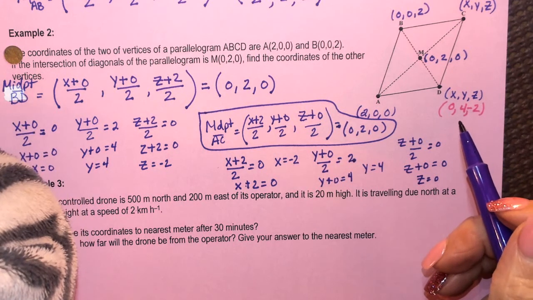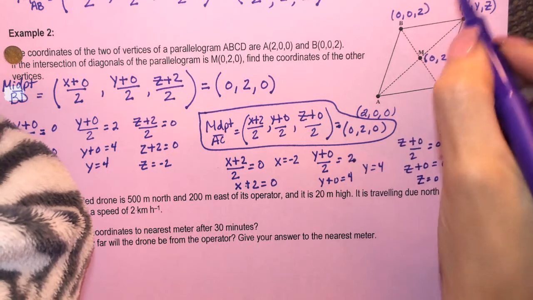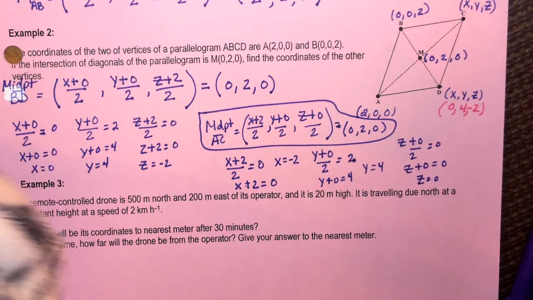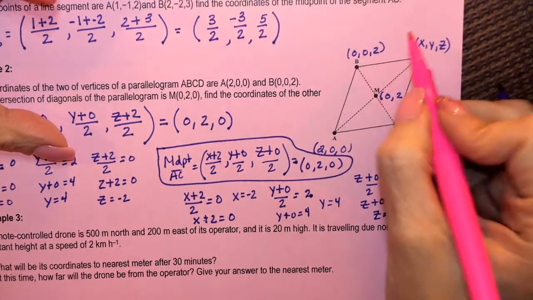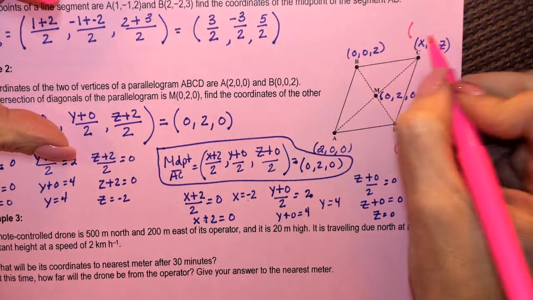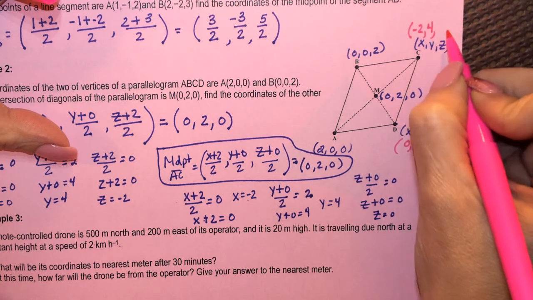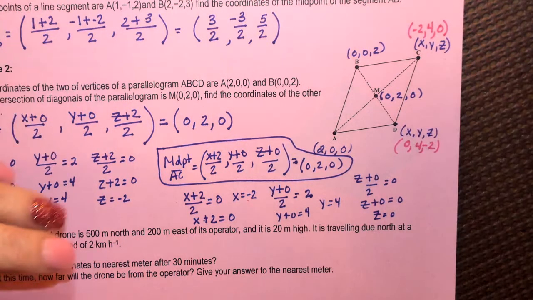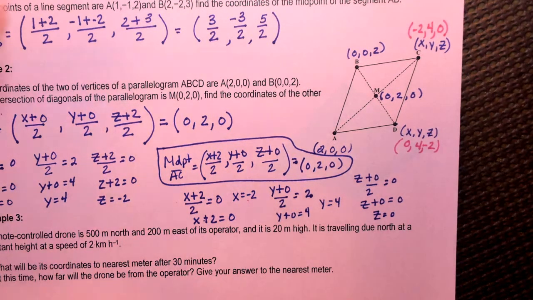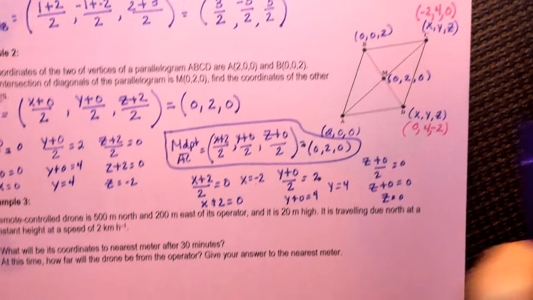I'm looking, did I miss a negative somewhere? Oh, no, I got it. Okay, so let me put it in pink again. So this one up here would be negative 2, 4, and 0. All right, so there's my missing coordinates that it wanted me to find.